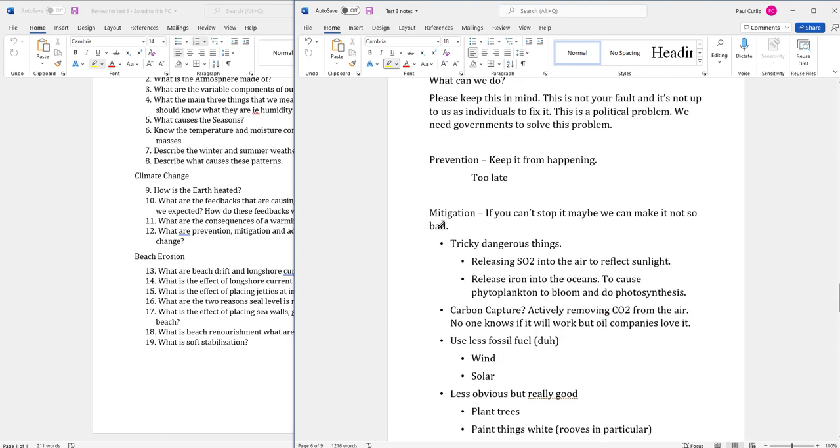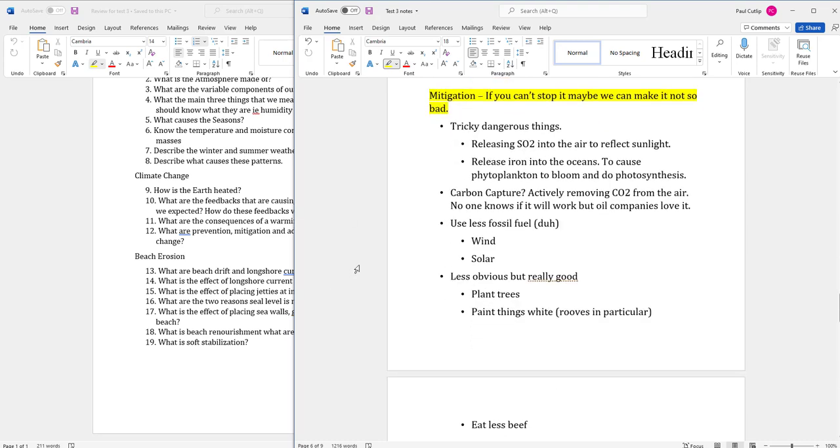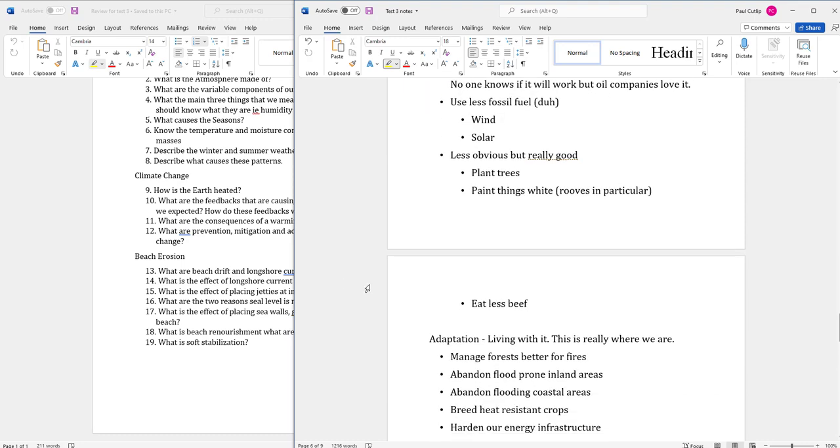Prevention, which is keeping it from happening. That's too late. It's happening. So we can't prevent it. Mitigation is just the idea that, okay, maybe we can't prevent it, but we can always make it better, right? And yeah, we can. That's absolutely true. And so there's some things underneath there, but mostly I'm worried about the top line stuff here.